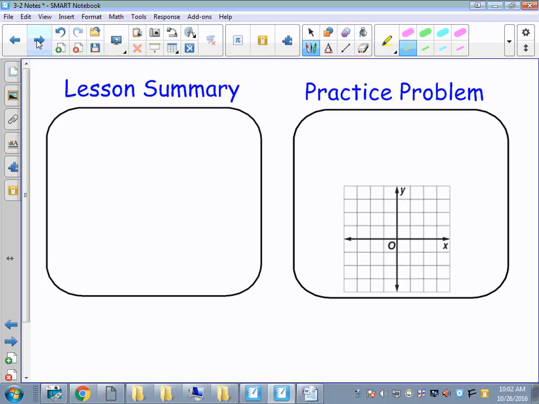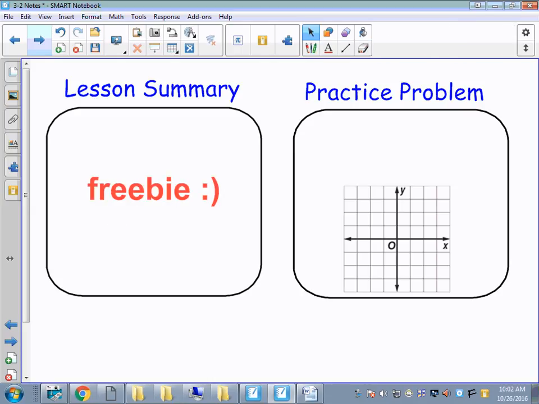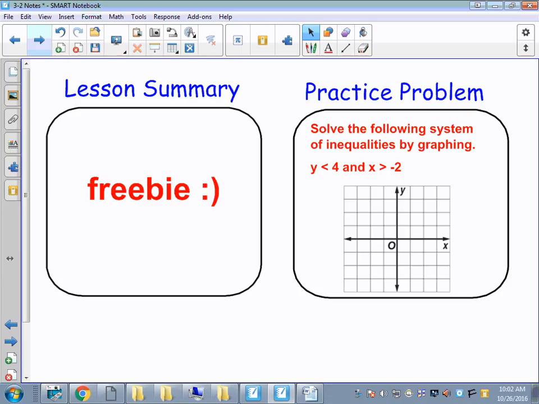Okay? So, lesson summary. I gave you a freebie, I believe, somewhere. And for the practice problem, I just need you to do this quick system. Okay? It's really going to test your knowledge of horizontal and vertical lines. So take your time, make sure you know how to do it. If you don't know how to do vertical and horizontal lines, make a table of values. Make a table of values for the first one where your y values are 4, and make a table of the second one where your x values are -2 each time. Good luck.